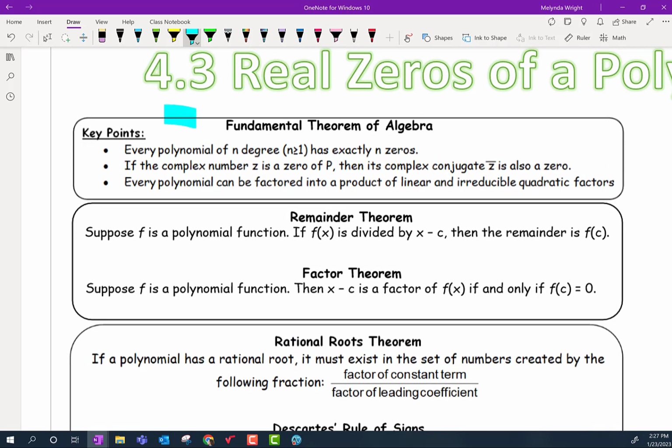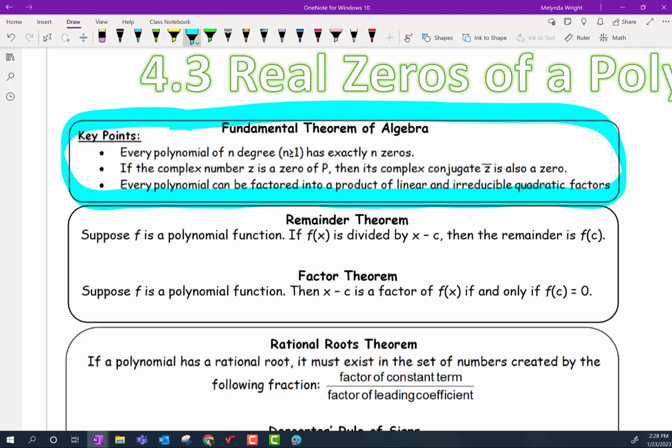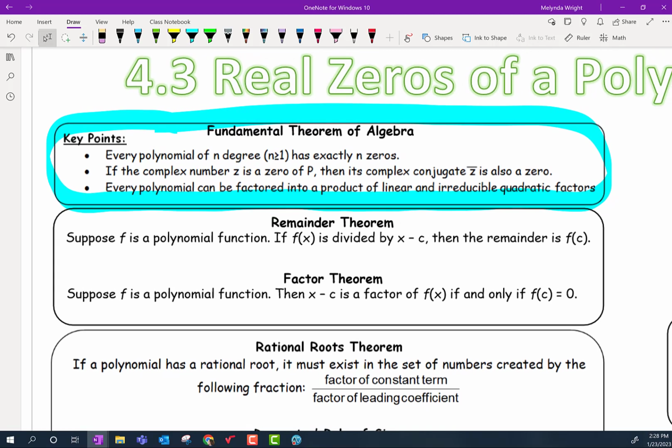That sounds really important, right? Fundamental theorem of algebra. It is kind of important. So let me talk about what each part of this means. For the first little bullet point, every polynomial of degree n, as long as n is bigger than or equal to 1, has exactly n zeros.